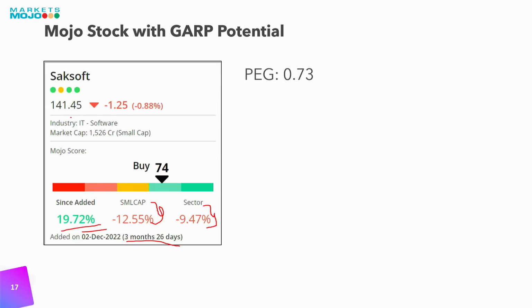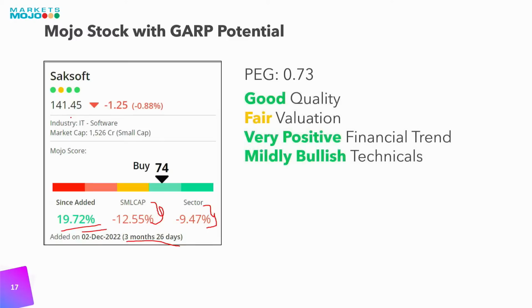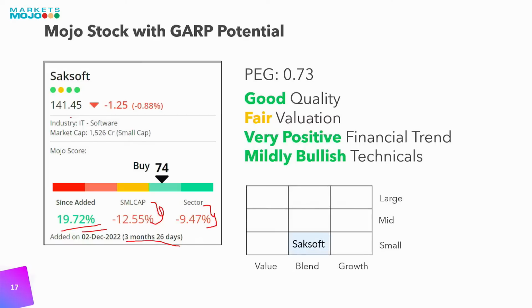The PEG, as I said, very important, should be less than 1. This company is 0.73, so there is some margin of safety here. Good quality, fair valuation, very positive financial trend, mildly bullish technicals. Once the technicals become purely bullish, the score will also increase. In that style matrix, here is where Saxoft falls. We are looking at a small cap stock with a blended approach. So here is where that particular company is falling.